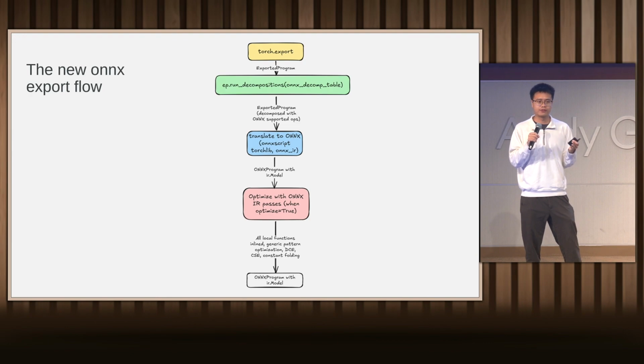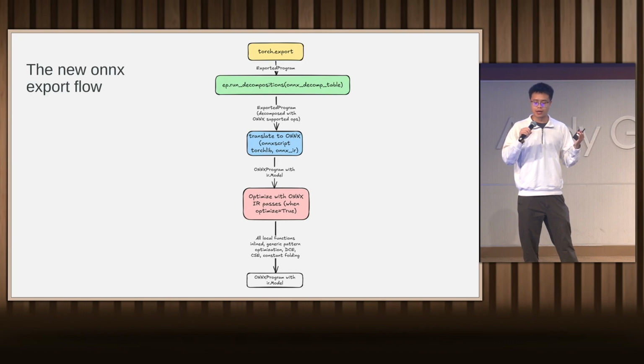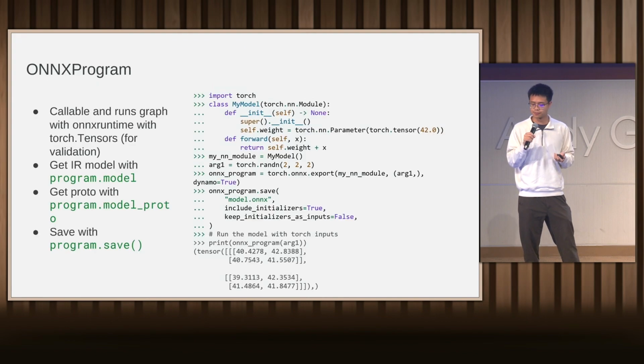Unlike previously, when we used TorchScript and did a lot of graph-to-graph transformations with the PyTorch API, we now have the means to do those transformations with ONNX IR and run different optimizations and passes directly on the ONNX model. And with that, we get the final ONNX model that users can serialize to disk.